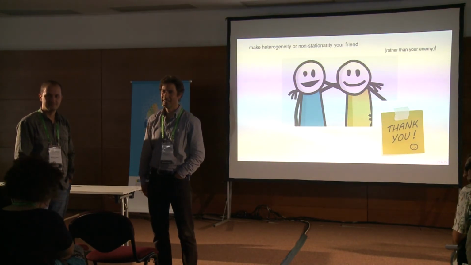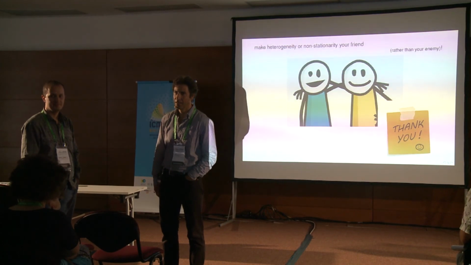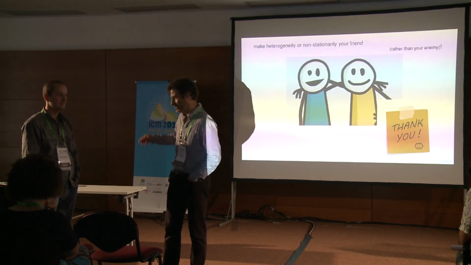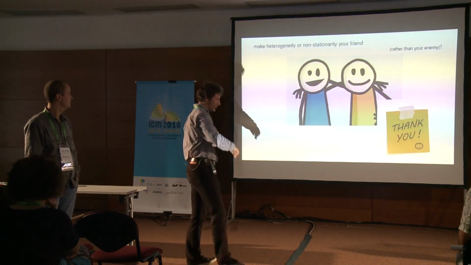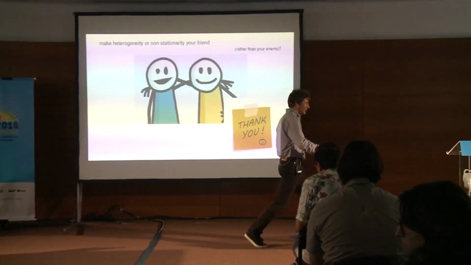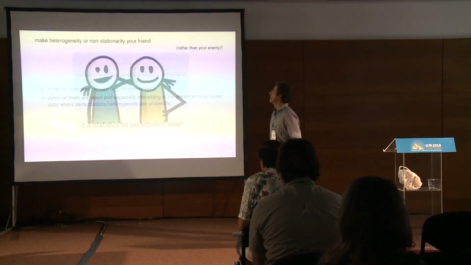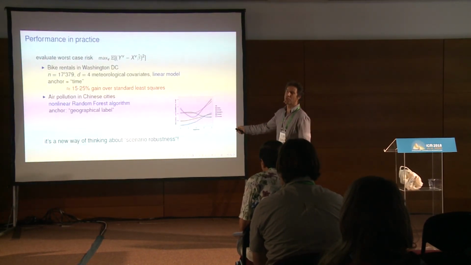So about the bike renting data, how did you estimate the prediction error? Did you hold out a set that consisted of days or a random subset? This one here? Yeah, that's a good question. That's actually a tricky one. How can you evaluate worst case risk, right?